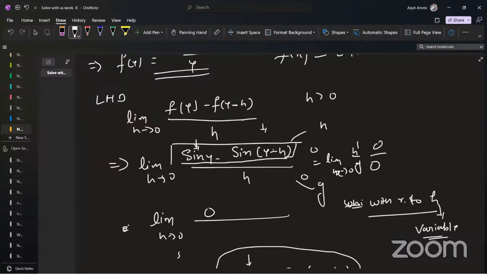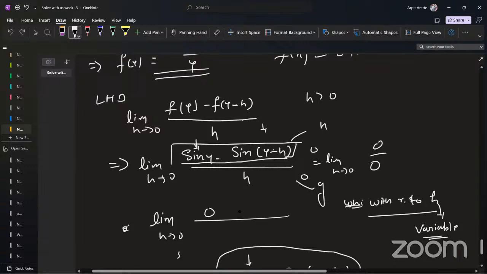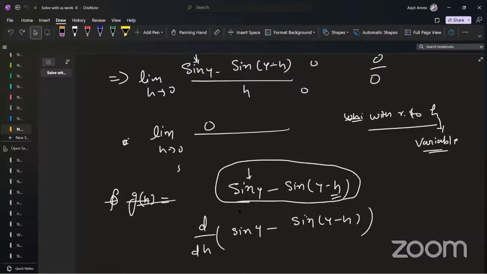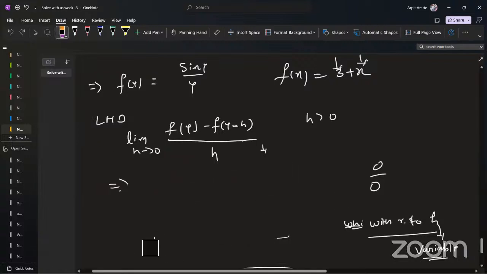No sir, Kiran is right, because we are given the function f of y as sin y upon y, so we have to take the whole function. Then f of y minus h will be sin(y minus h) by (y minus h). Yes, exactly. Sorry, I committed a mistake here. I had treated only this sin y. Let's correct this. Thank you.